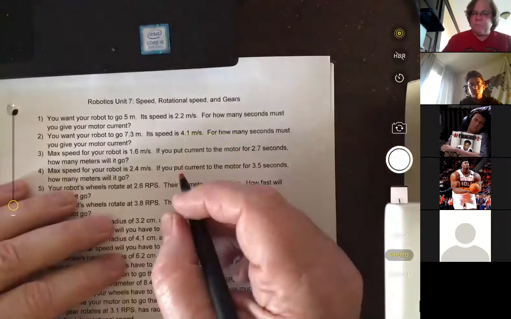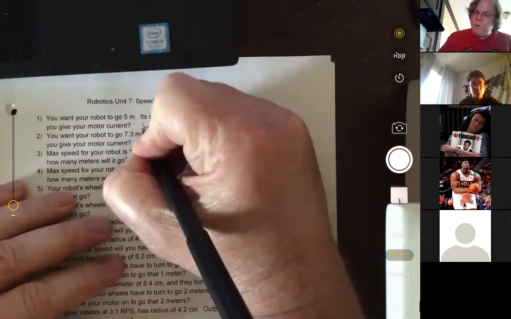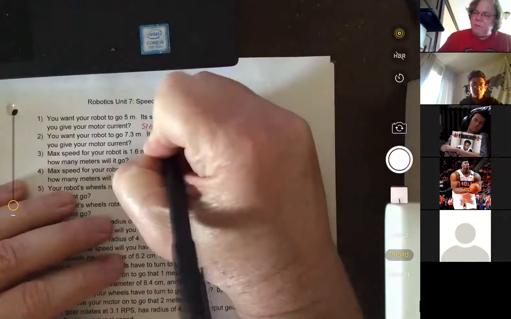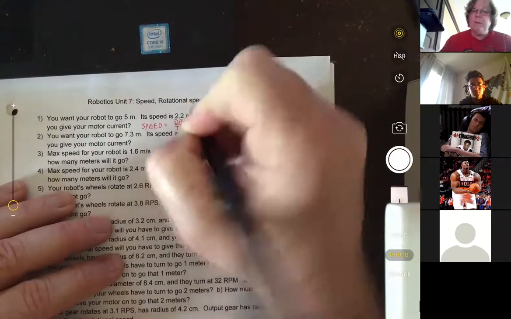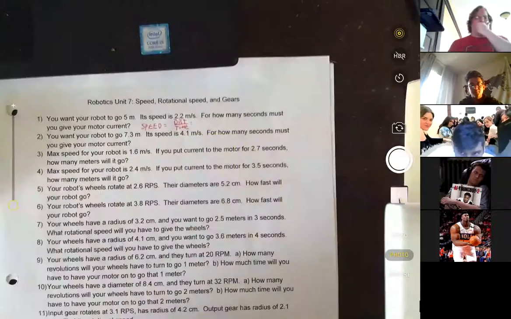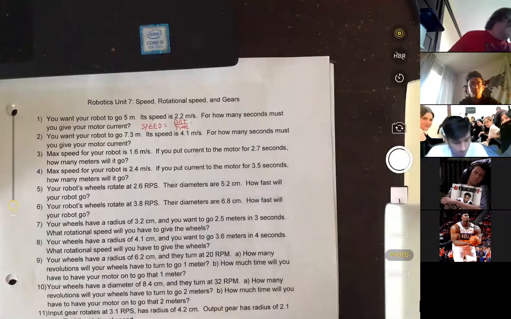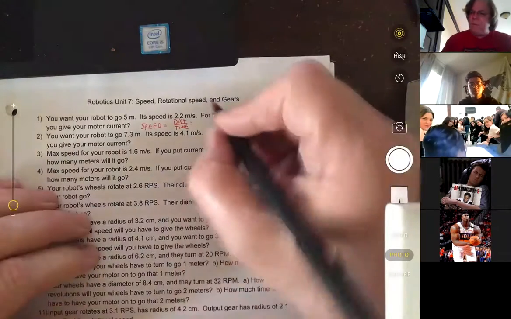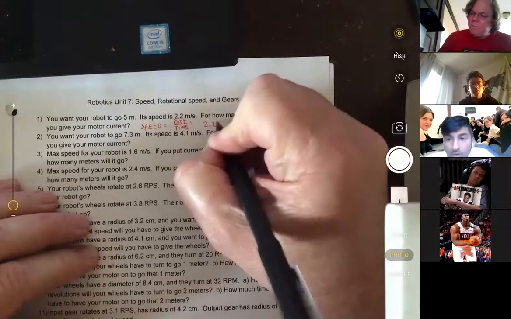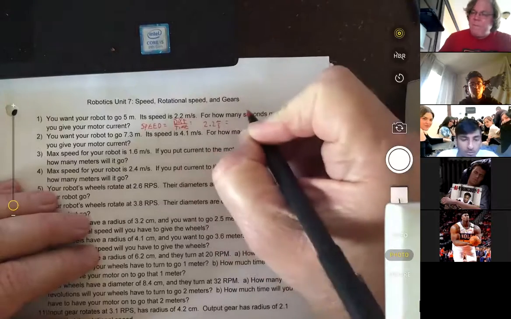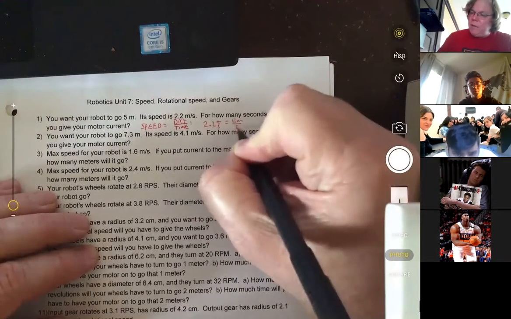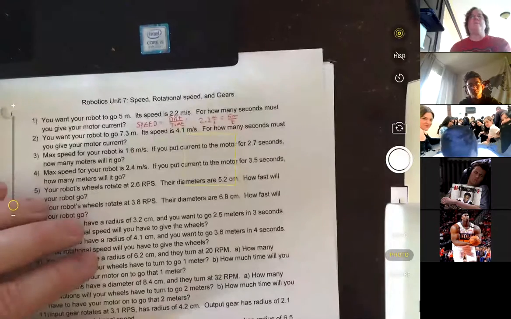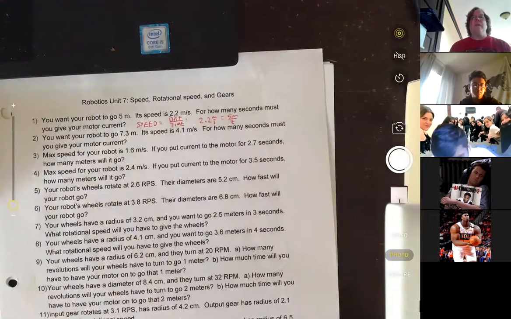I'm so sorry. So again, you would go speed equals distance over time. But my speed is 2.2 meters per second. My distance is going to be 5 meters. And the time is what's unknown. And you must solve for the t, the time.